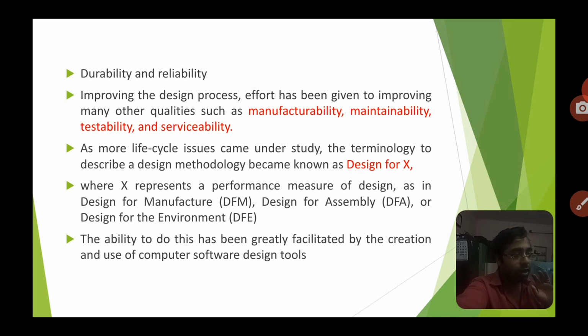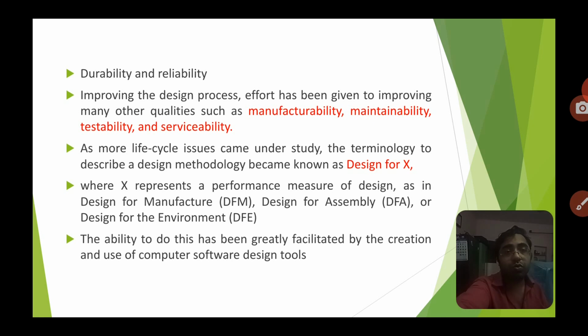Suppose you are painting a car. There will be some temperature conditions, and after the painting they need to wait, and they will provide the vehicle some type of small heating or something like that. So design for environment is also there.